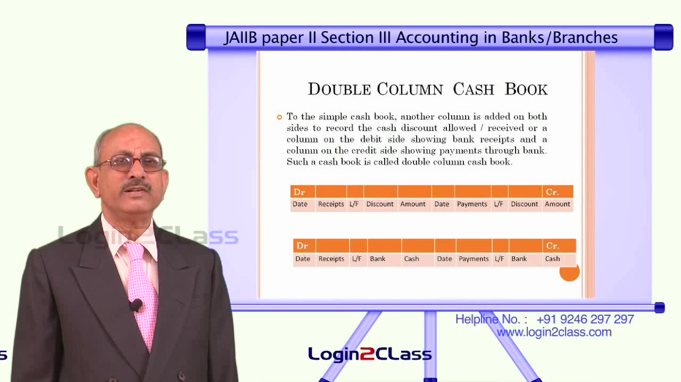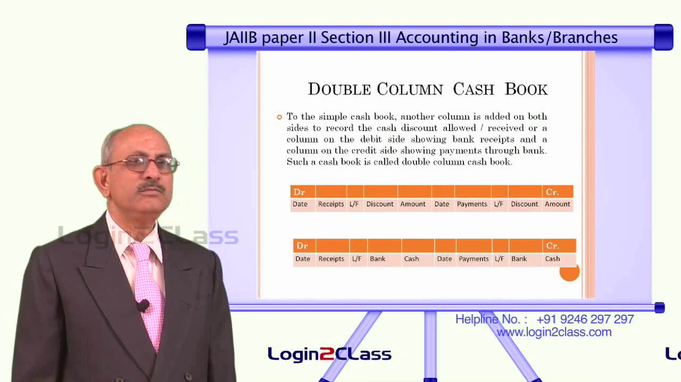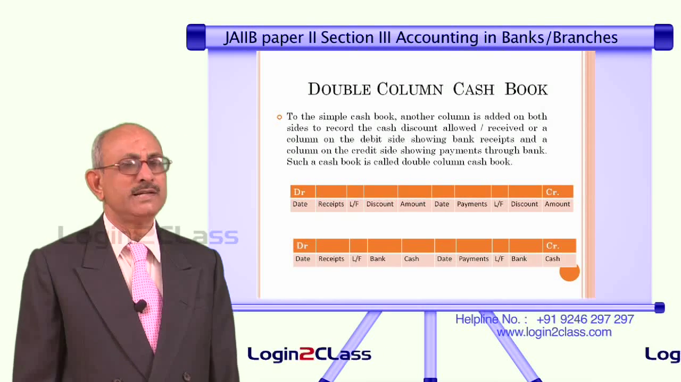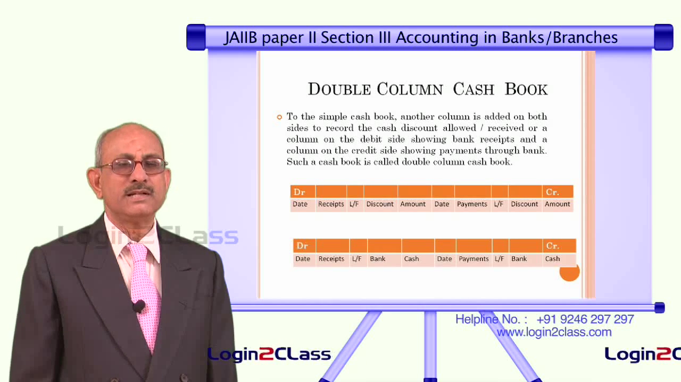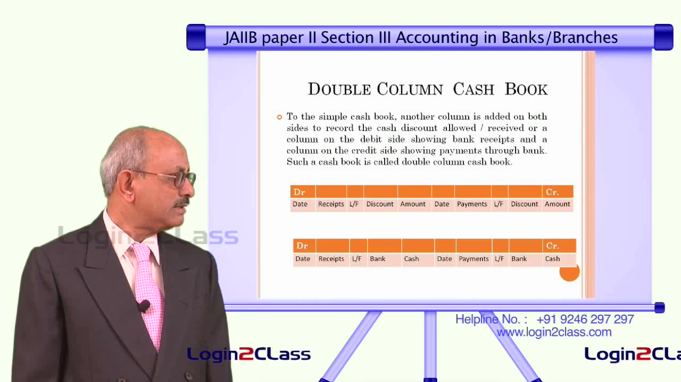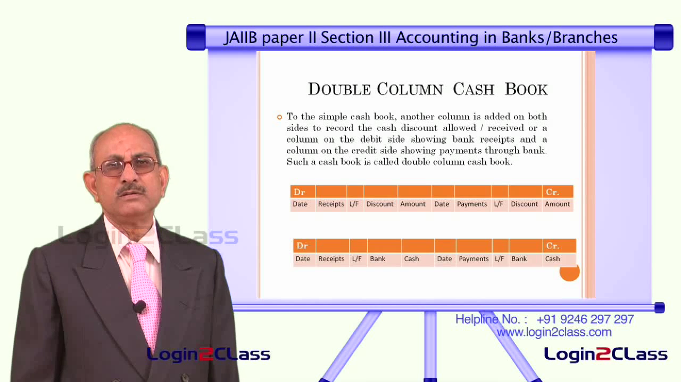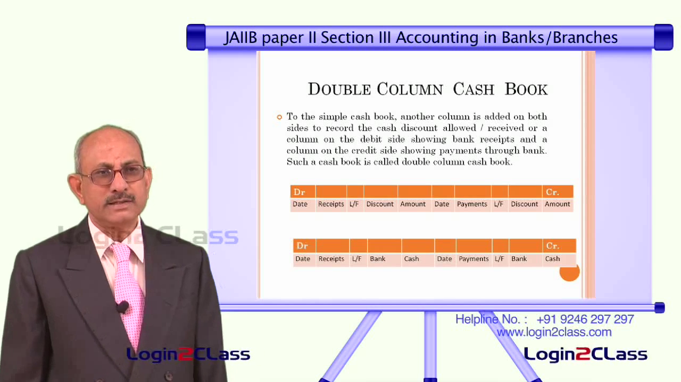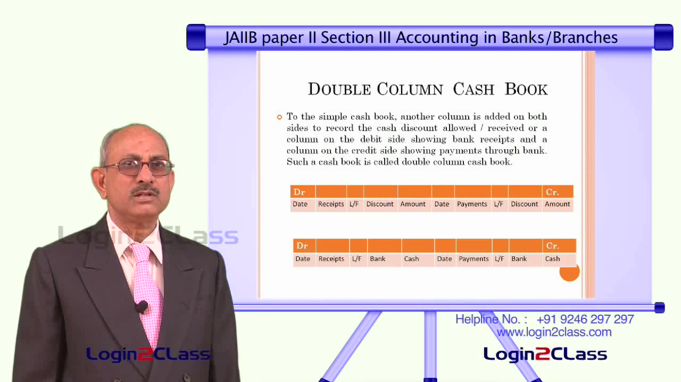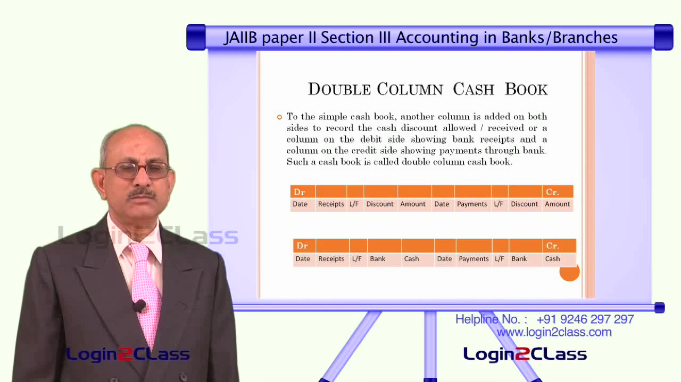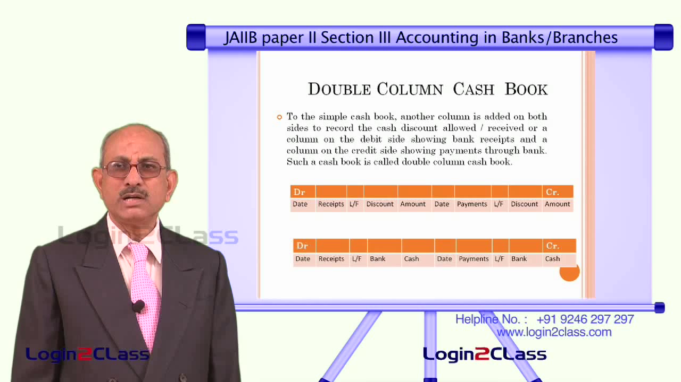Under the discount column we write the discount received or paid, and in the amount column you write the amount to which the entry relates. If it is a cash receipt, it will be recorded on the left side. If it is a cash payment, it is recorded on the right side. So what is the advantage of the double column cash book? Here whatever discounts are allowed to the customers, or whatever discount is received by the entity from the suppliers is recorded, so that at a glance you will know what is the total amount of discount.